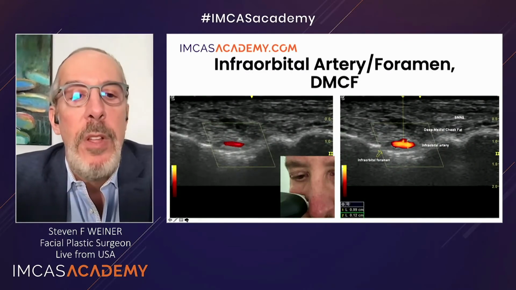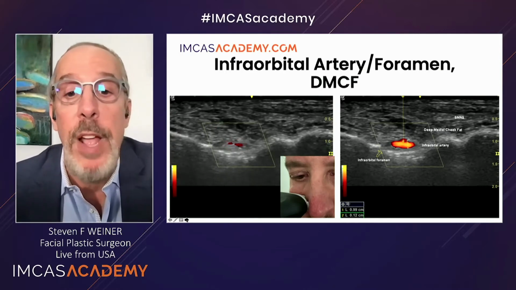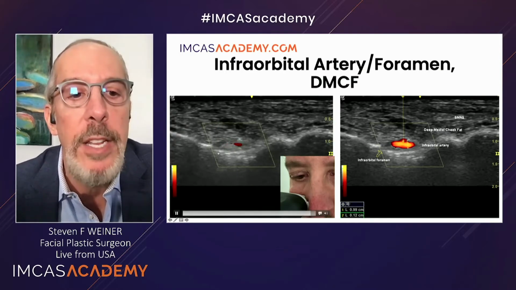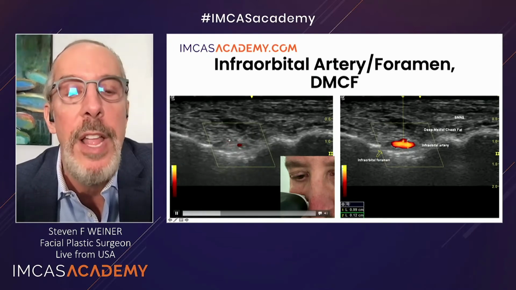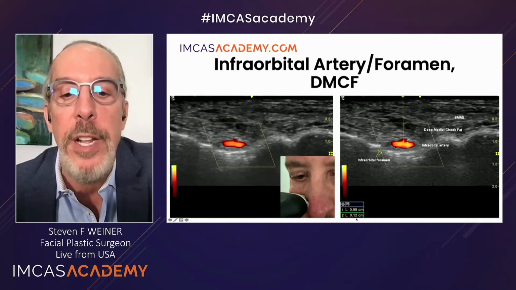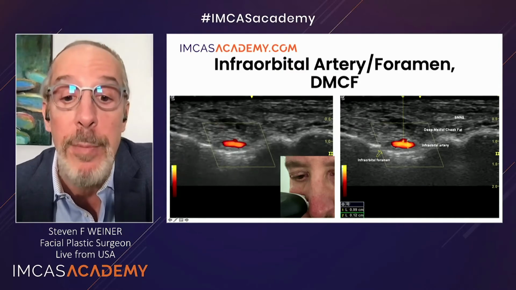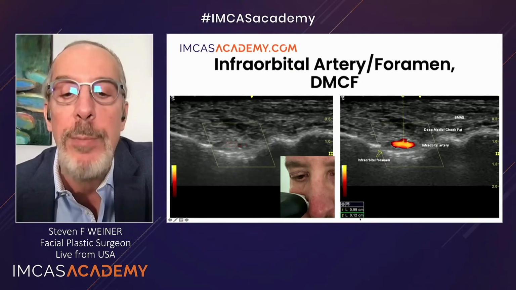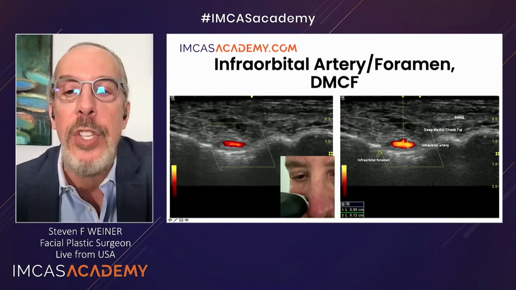So right here, I'm looking at the infraorbital artery and foramen. And you see a little break in the bone. That's what signifies a foramen with ultrasound. And you see the infraorbital artery. And if you measure it, it's about 1 centimeter deep, 0.99 centimeters deep. And it's 1.2 millimeters in diameter here. And that is surrounded by the deep medial cheek fat.